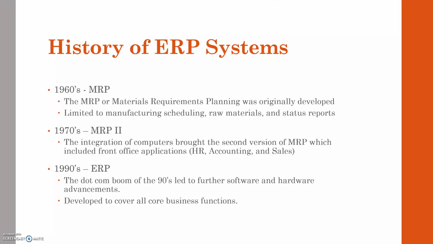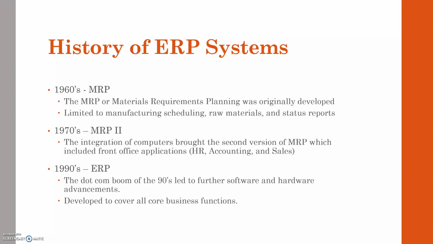Later on in the 1970s, the next evolution of the MRP was developed. It was called MRP2. And that's when they really started to integrate into computers and the hardware that was being developed at that time, which gave them a lot more applications. They were able to move into more of the front end of the business, applying to HR modules, accounting modules, sales modules, and a little bit further more than just a production-based product.